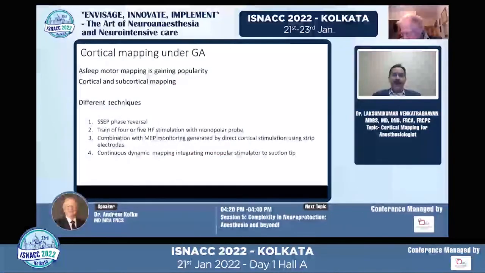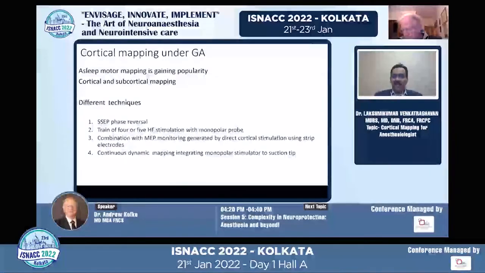When you come to cortical mapping under general anesthesia, not all patients are able to tolerate an awake craniotomy. There are some patients we may need to do under general anesthesia. So asleep motor mapping is gaining popularity, and we can do both cortical and subcortical mapping under general anesthesia. There are various techniques being employed for mapping under general anesthesia.